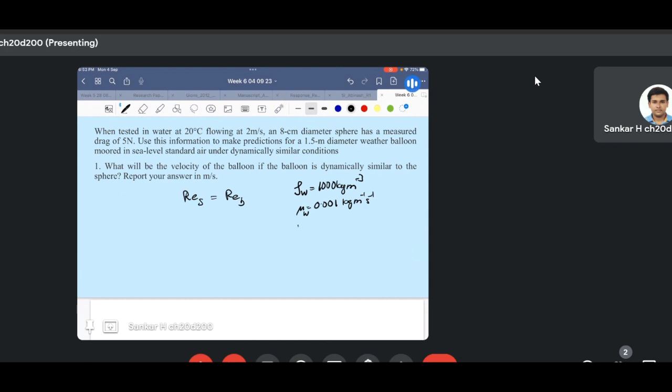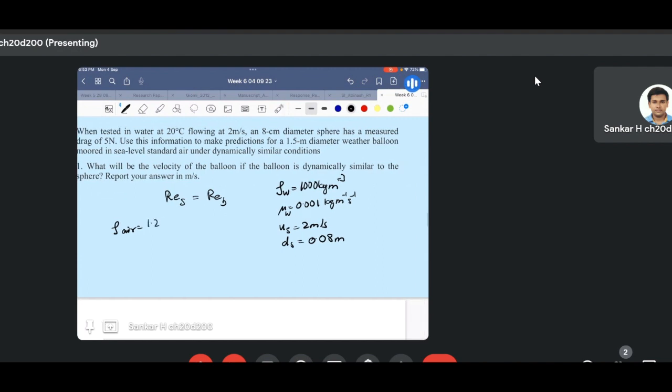And the velocity of the sphere is 2 meter per second, and the diameter of the sphere is 0.08 meters. On the other hand, let's consider the weather balloon, which is in sea level standard air, and for that the density of air at sea level can be taken as 1.225 kilograms per meter cube.